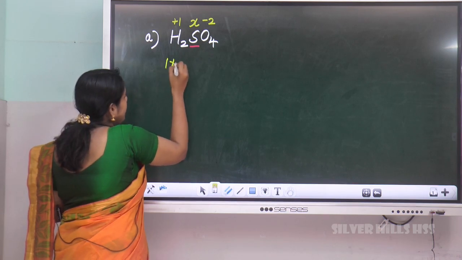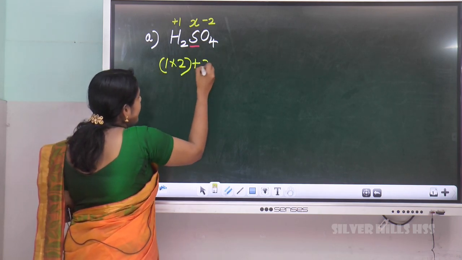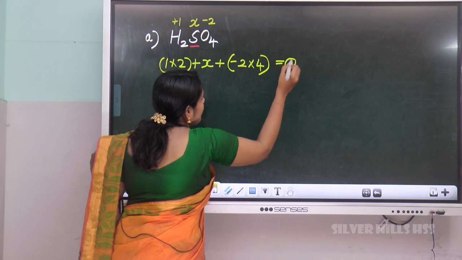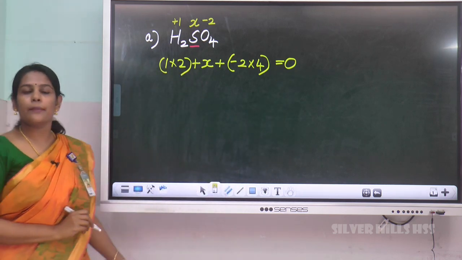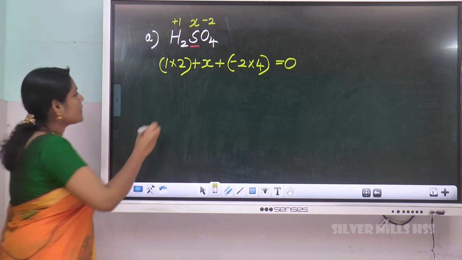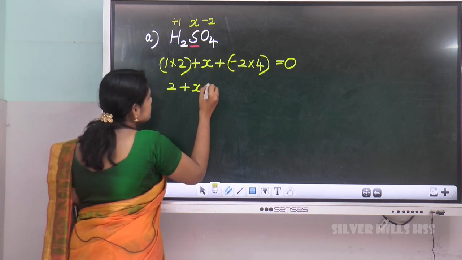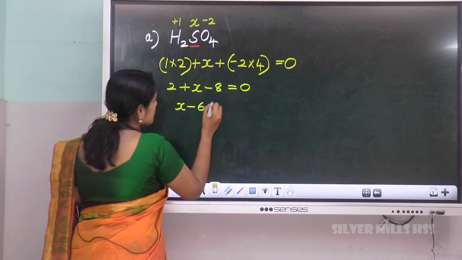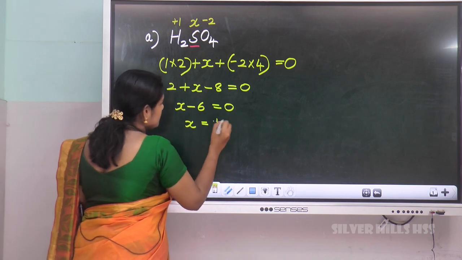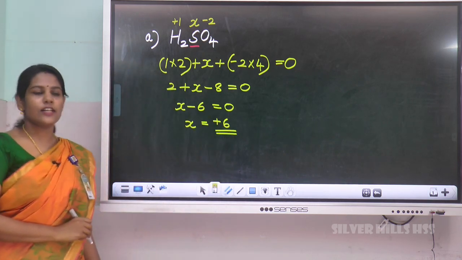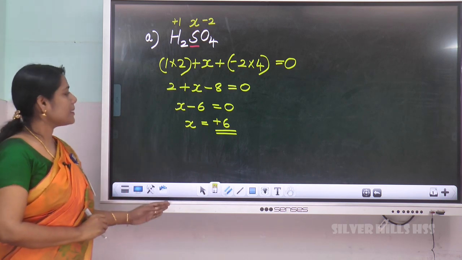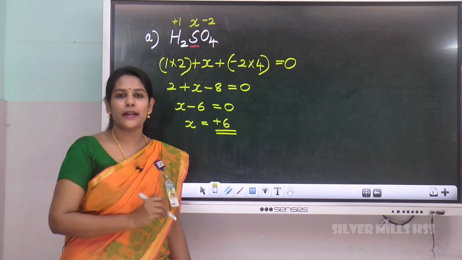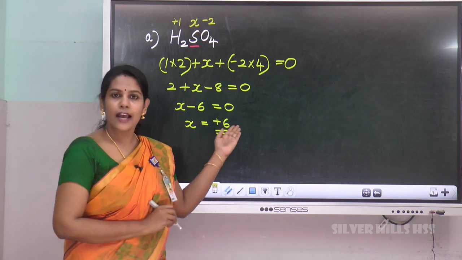So we have 1 into 2 plus X plus -2 into 4 is equal to 0. We have studied one rule, that the sum of the oxidation numbers of all the atoms in a compound is 0. Then let us calculate. So here +6 is the oxidation state for sulfur. Always remember that while writing the oxidation state, first you have to write the sign, then only the numerical value. So here it is plus first and then 6.